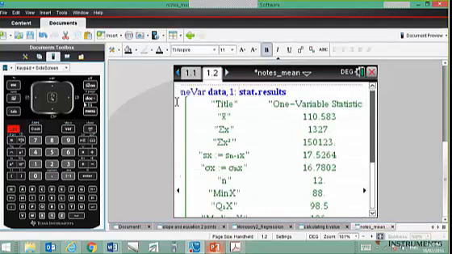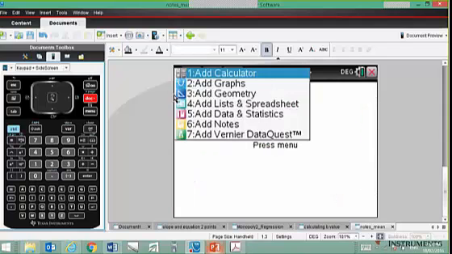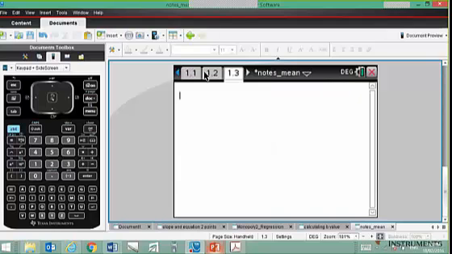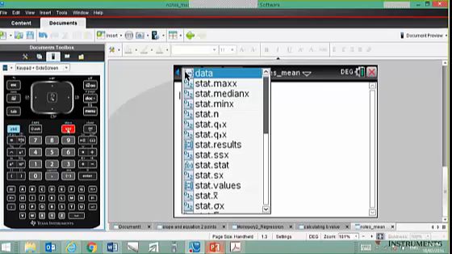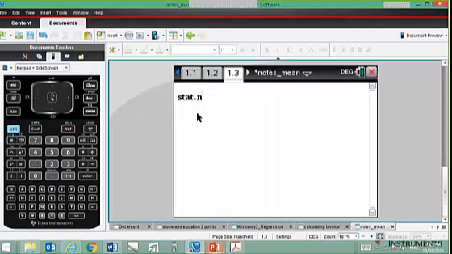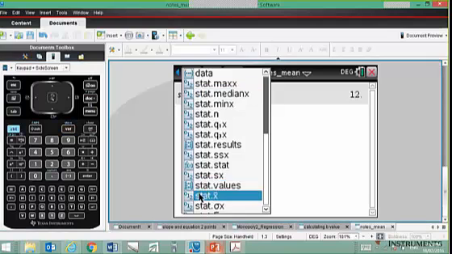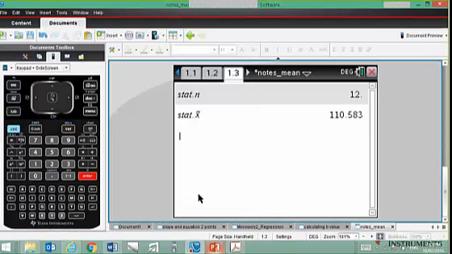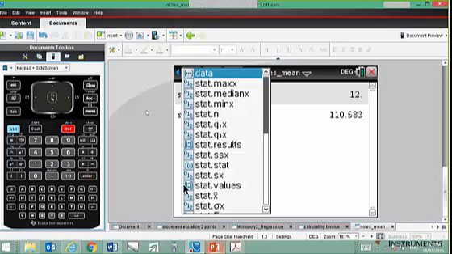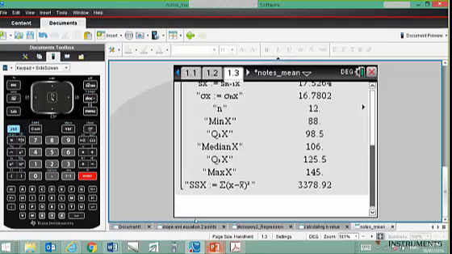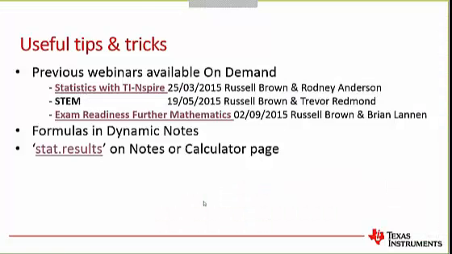But of course I can also do it on a standard calculator page, because once those statistics have been calculated, the calculator knows them as variables. So for example, if I want to know how many data points there were, there it is, there were 12. If I want to know the mean, it's down here, there it is. If I want to know the whole box and dice, I can just ask for stat results, and there they are. So that's just another little time saver. Think of students in exams.